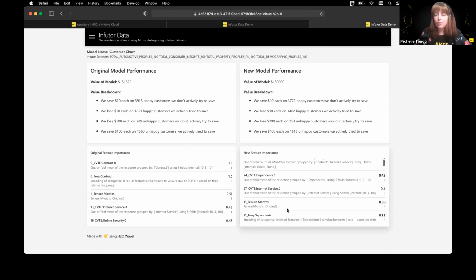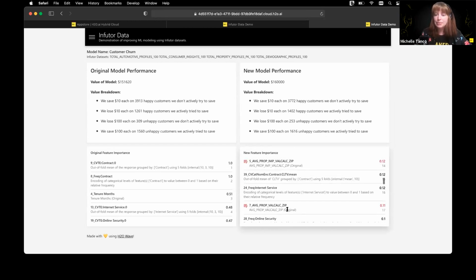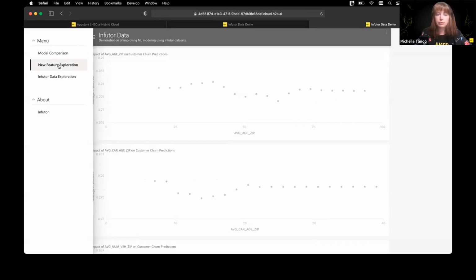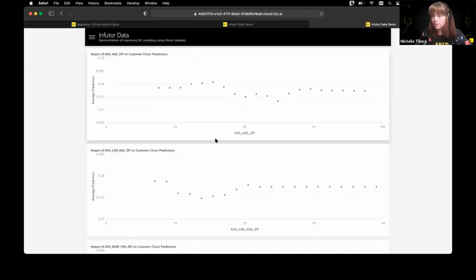On the side here, I have all the features that were built in my model, and some of these features are a little complicated, but some of them are new ones that came from Infutor. So we're going to go ahead and look through those new features. Here I have partial dependency plots for each new feature from the Infutor data set. Essentially this is telling me how my prediction on the y-axis changes as the feature changes. So the average age of someone in a specific zip code has an impact on our predictions of if they're likely to churn or not. Again, we're joining at the zip code level because it's a public data set.